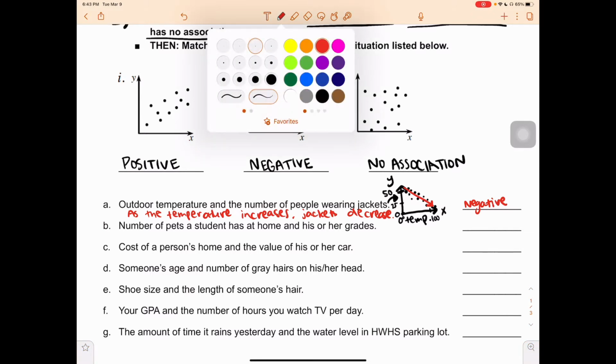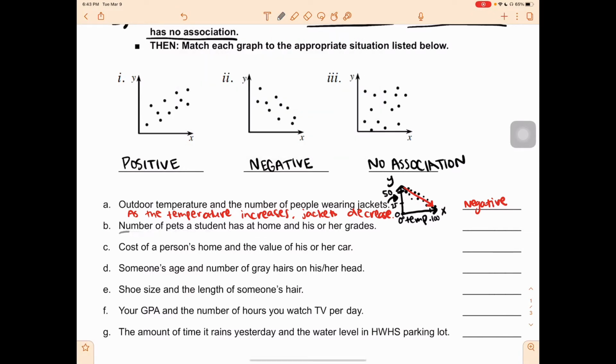So now let's look at this next one. The number of pets a student has at home and his or her grades. Okay, so if we are comparing this, let's look at your grades. Let's say we have student A and student B, and student A has all A's and they have 5 pets.